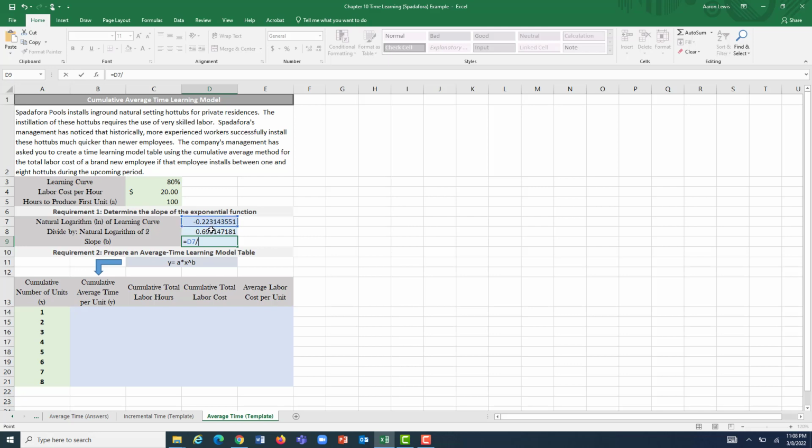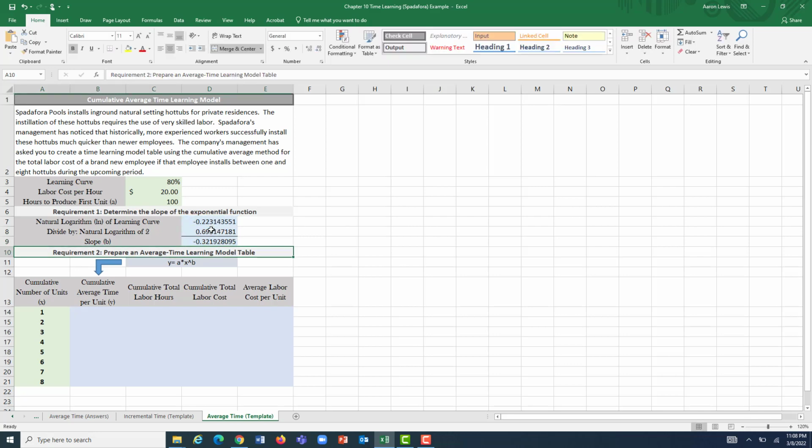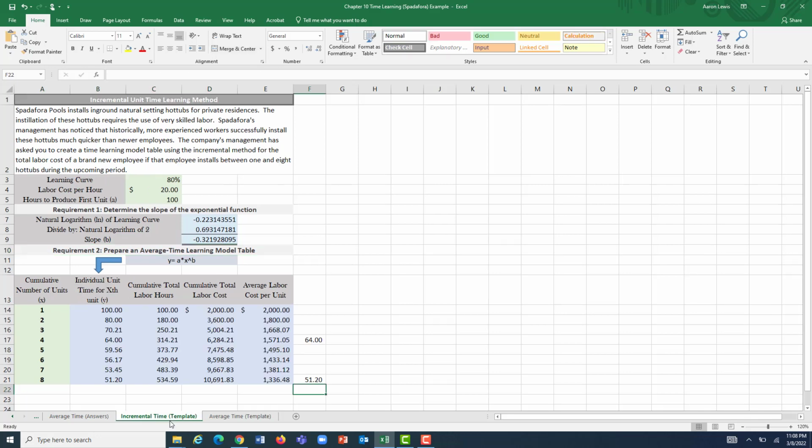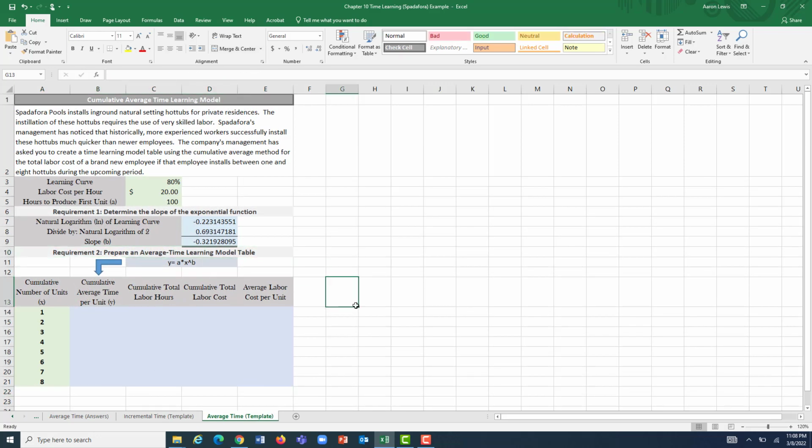And we come up with negative 0.32198095. Let's go to the other one, make sure we have the same number. Yeah, we do. Okay, so that's what it should be. That's the slope of our learning curve.